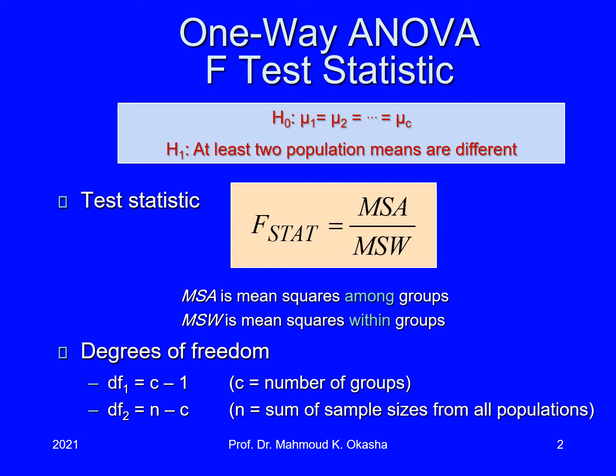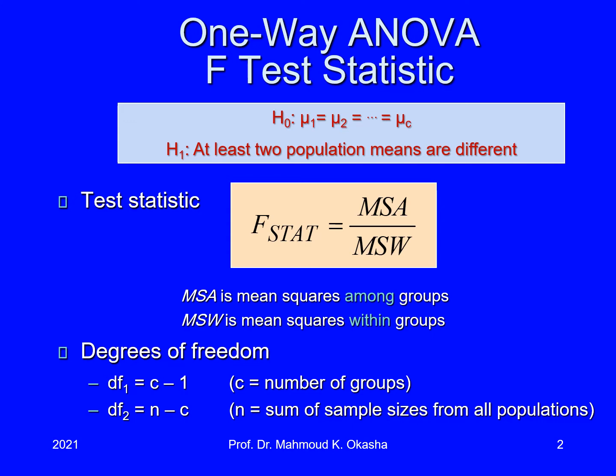So F stat is usually the mean square among groups divided by the mean square within groups. The mean square among groups is the sum of squares among groups divided by its degrees of freedom. And the mean square within groups is the sum of squares within groups divided by its degrees of freedom. So this ratio is the test statistic, which has the F distribution. That's why we call it F stat.